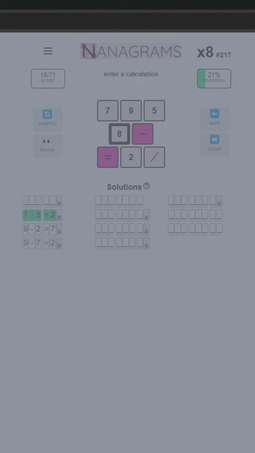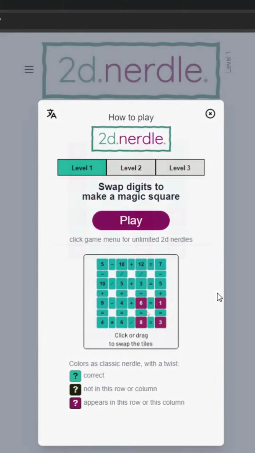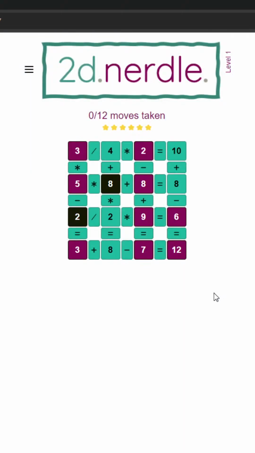Well, nanograms was fun. Let's look at 2D Nerdle. And this will be my last one. What the heck? It has to be correct in every direction? What the heck is this?